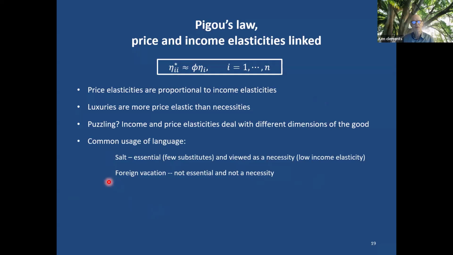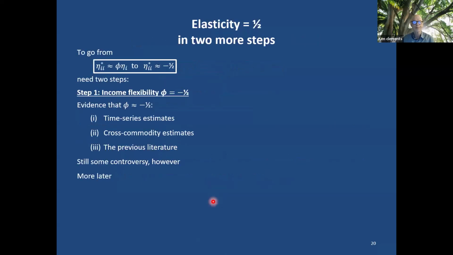Contrast that with foreign vacation. That's not an essential because it's postponable, it's got a high price elasticity, and it's not a necessity. So it's got a high income elasticity. So the proportionality between the two sets of elasticities can be understood along those lines.